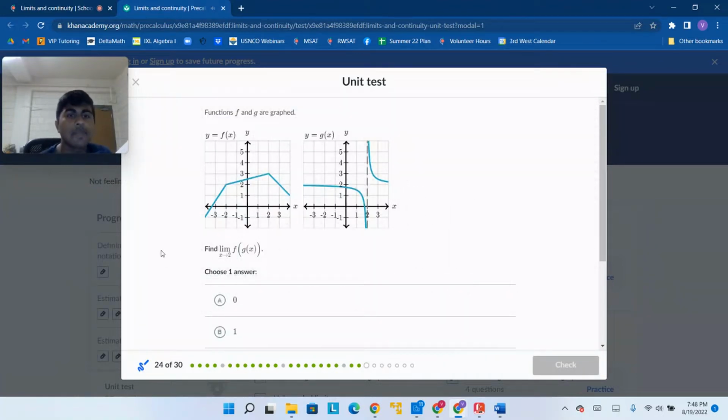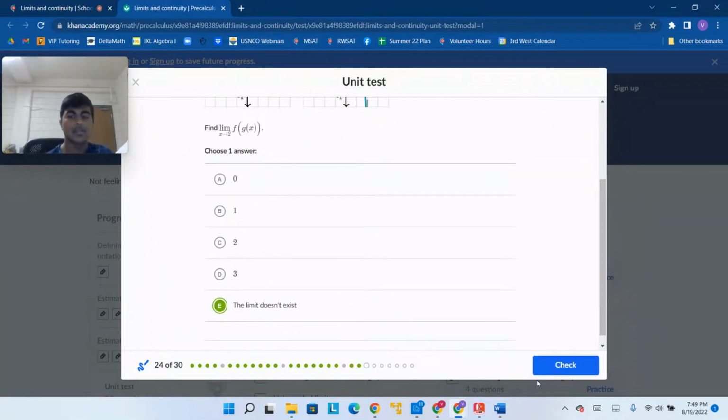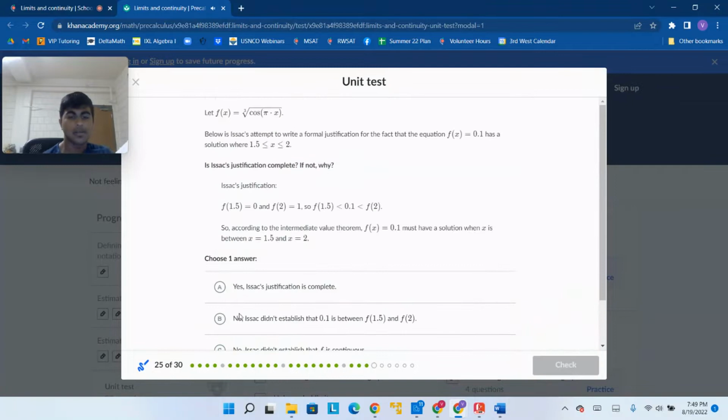Functions f and g are graphed, and we're trying to find the limit as x approaches 2 of g of x. It doesn't exist, does it? Right, as x approaches 2, it goes down to negative infinity and up to infinity, so the limit doesn't exist. Let's keep going.